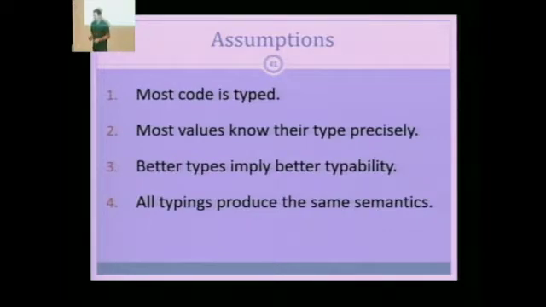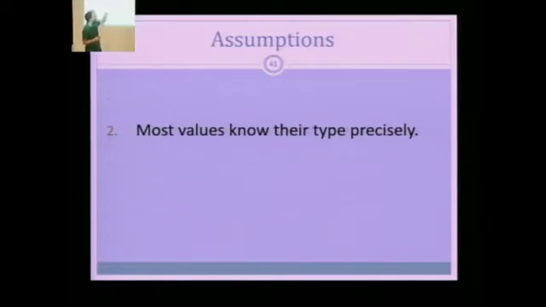So looking back at this list, there's a sort of chain of reasoning that follows from the assumption that most code is typed, and this goal of having predictable behavior for a gradual type system. But if I were to pick one link in this list that is the easiest to break, I would say it's this one, that most values know their type precisely. You can imagine other ways of doing this.